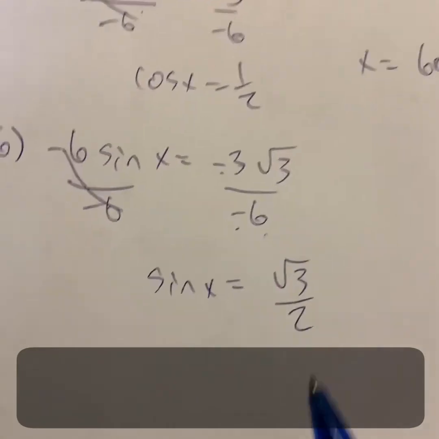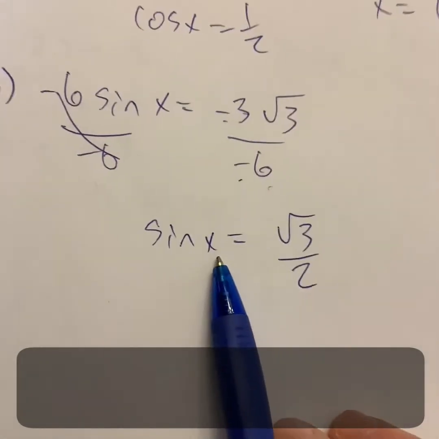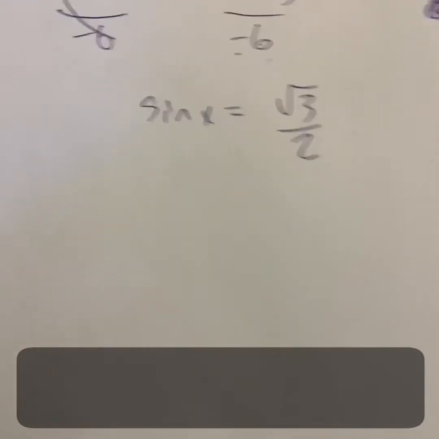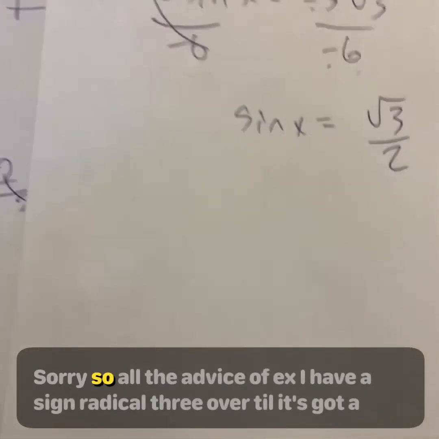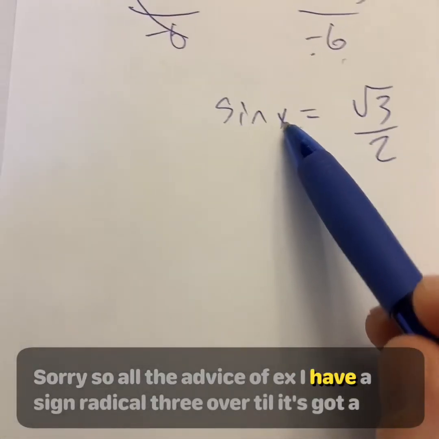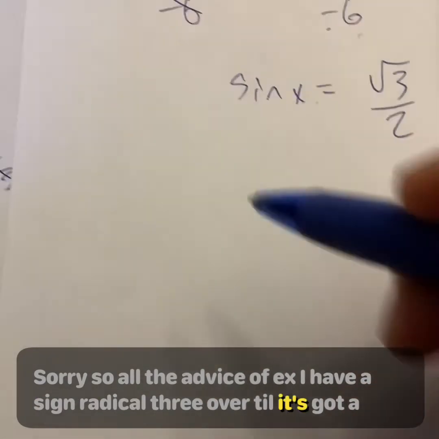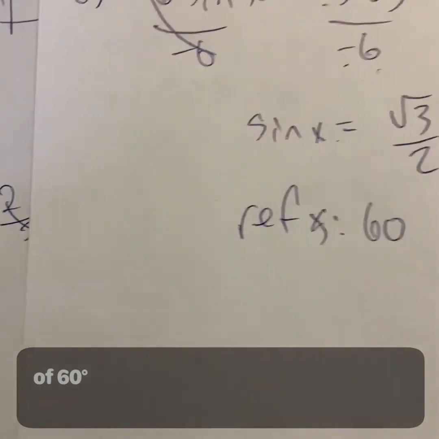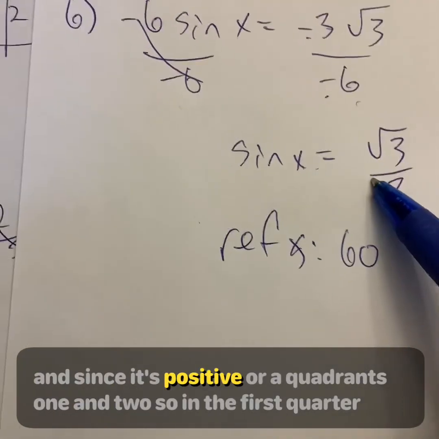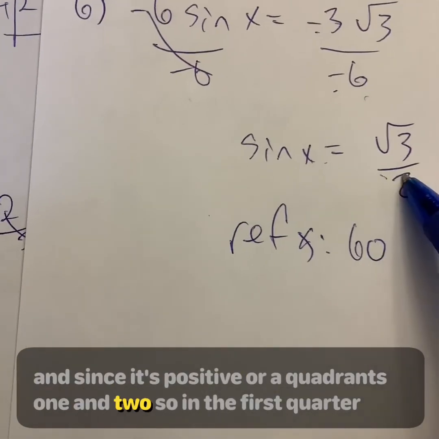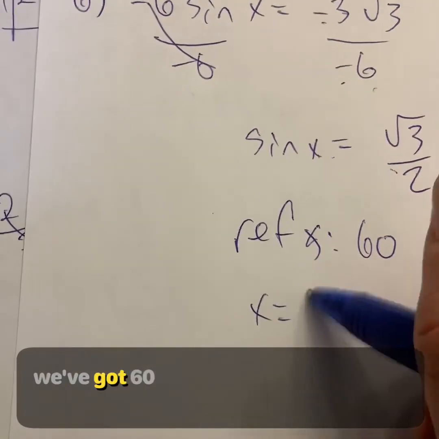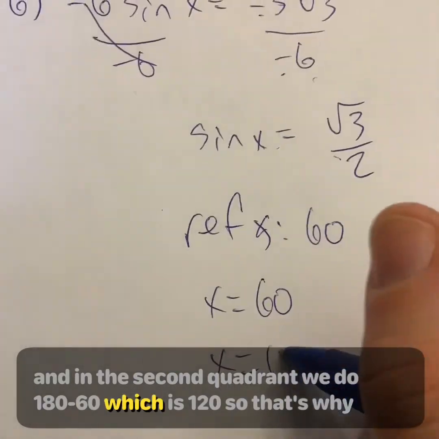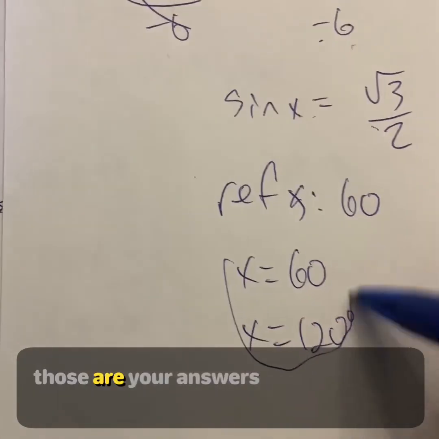So we say, all right, what are all the values of x that have a sine of radical 3 over 2? We've got a reference angle of 60 degrees. And since it's positive, we're in quadrants 1 and 2. So in the first quadrant, we've got 60, and in the second quadrant, we do 180 minus 60, which is 120. So those are your answers.